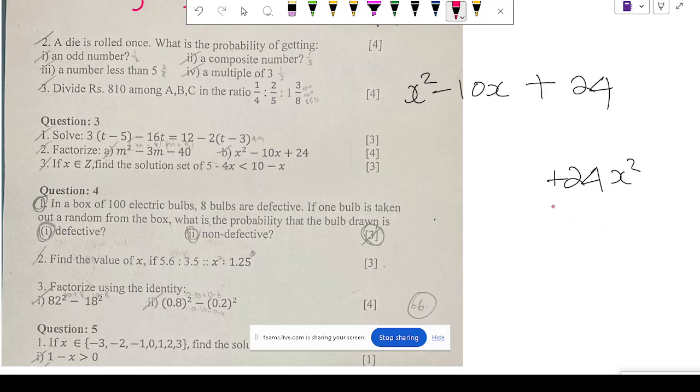What are the factors of 24, Kia? You're on mute. Unmute the call. Oh, yes, sir. 1 into 24, 2 into 12, 3 into 8, 4 into 6.